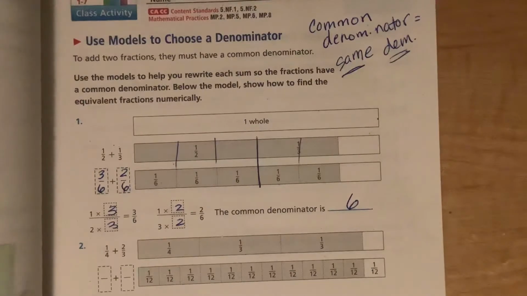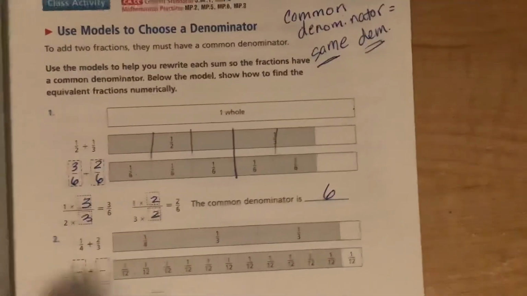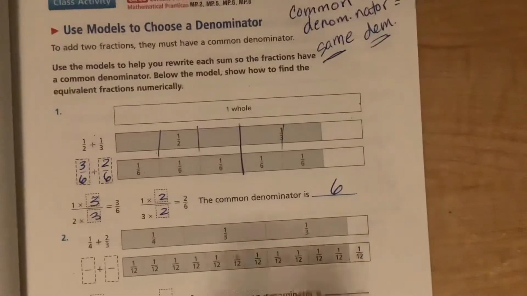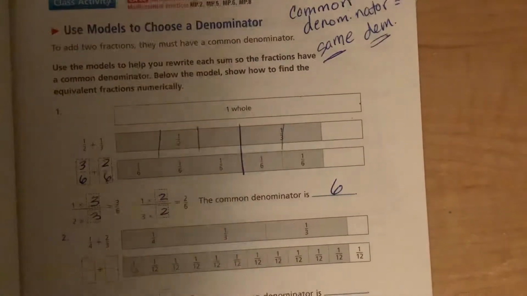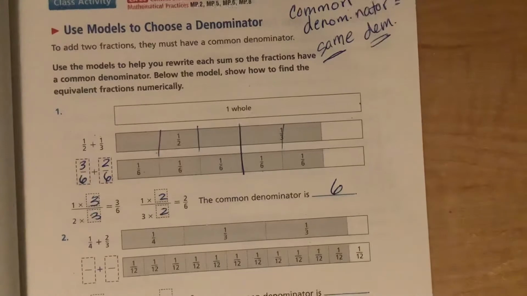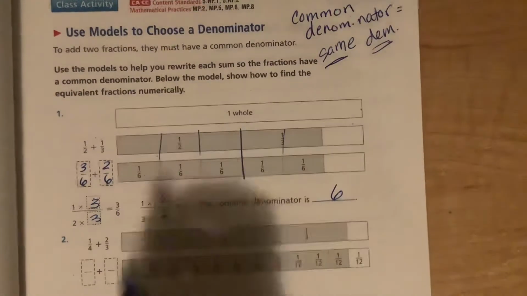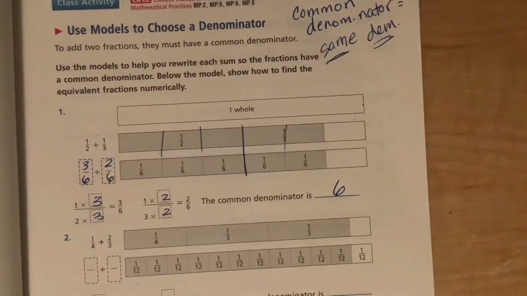Okay, so let's take a look at number 2. Number 2 is asking us to add 1/4 plus 2/3. Okay, so I can't do that until I make the denominators common. And how I'm going to do that is by finding the first common size piece. And the first common size piece I can find is 1/12. I can cut them into 1/12. And so in order to do that, I cut them up.